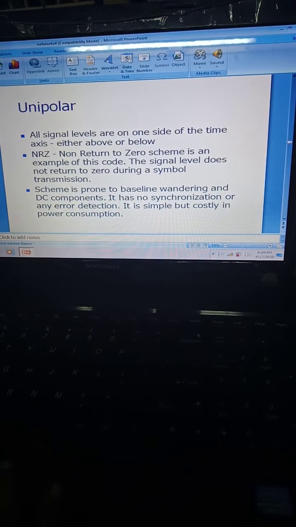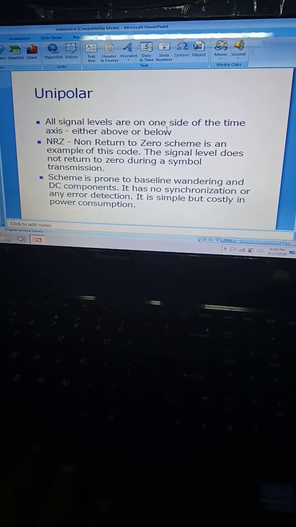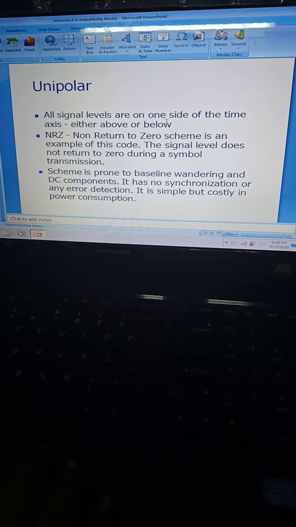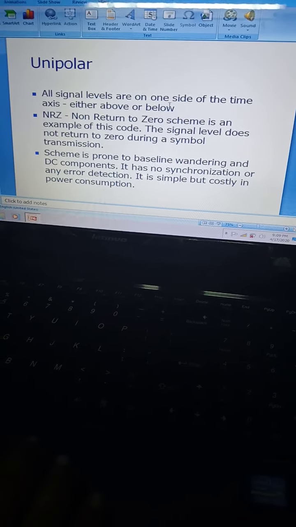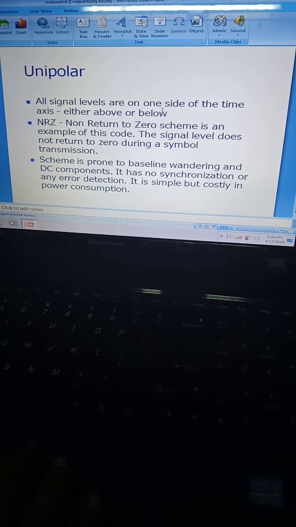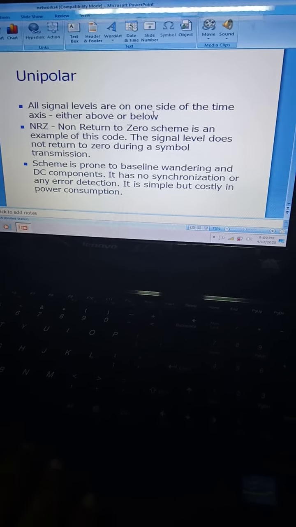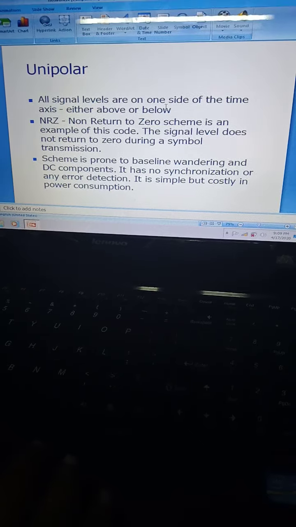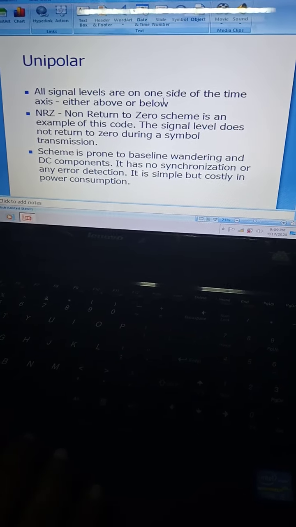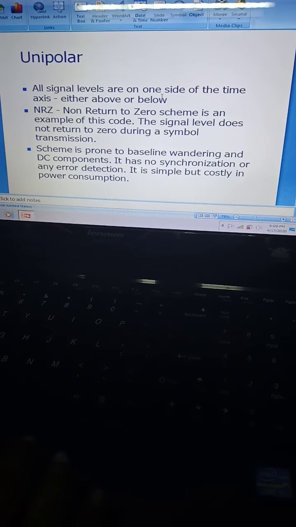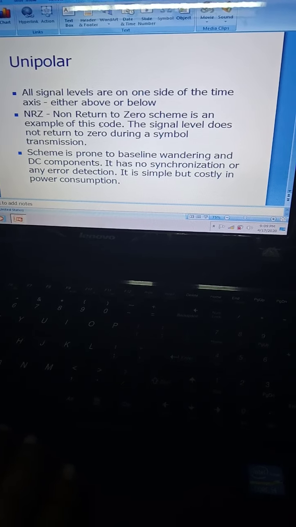Coming to the unipolar line coding method, all signal levels are on one side of the time axis, either above or below. Already in previous slides we have seen either positive or negative. 1 may be positive and 0 negative, or 0 may be positive and 1 negative, meaning 1 up or 1 down. That is represented for 1 bit. That is unipolar.